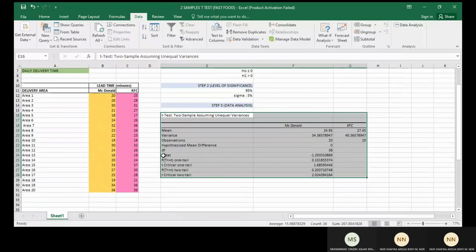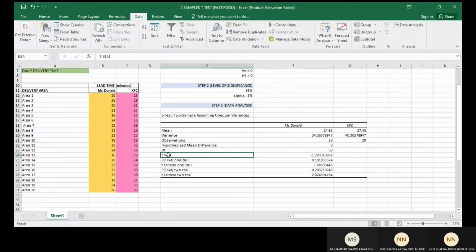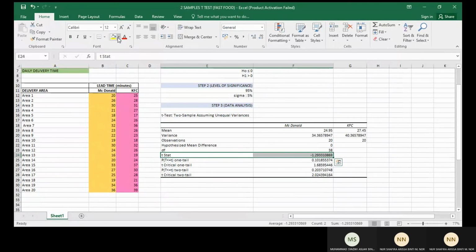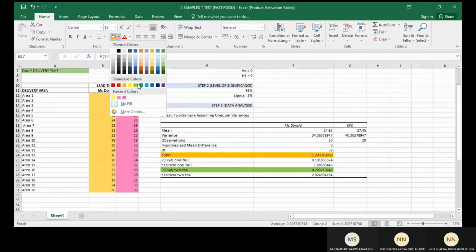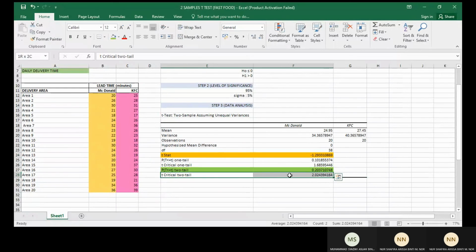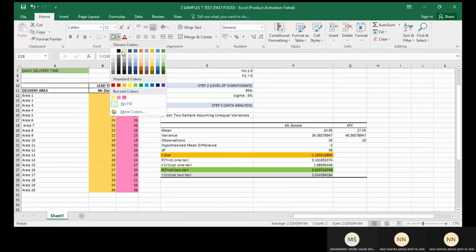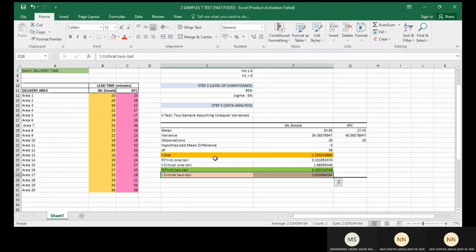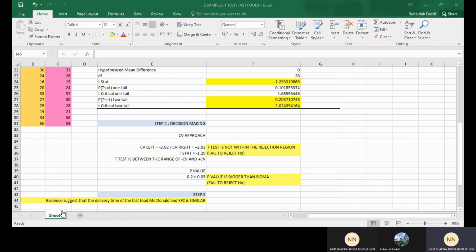Okay, next we must highlight three things from this data analysis: T-stat, P(T<=t) two-tail, and T critical. This is because these three things from this data are what we will use in the next step, which is step 4.